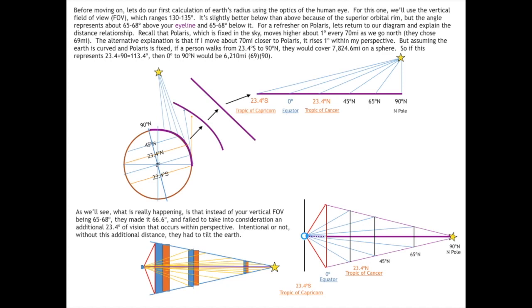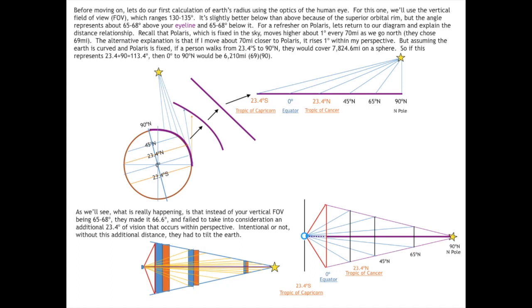For a refresher on Polaris, let's return to our diagram and explain the distance relationship. Recall that Polaris, which is fixed in the sky, moves higher about 1 degree every 70 miles or so as we go north. They chose 69 miles. The alternative explanation is that if I move 70 miles closer to Polaris, it rises 1 degree within my perspective. But assuming that the Earth is curved and Polaris is fixed, if a person walks 23.4 degrees south to 90 degrees north, they would cover about 7,824.6 miles on a sphere.